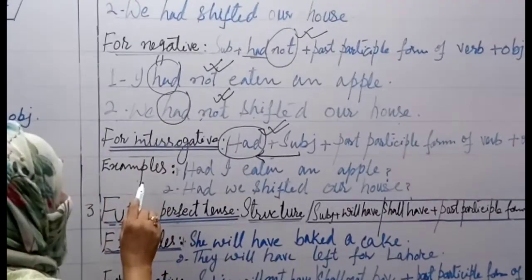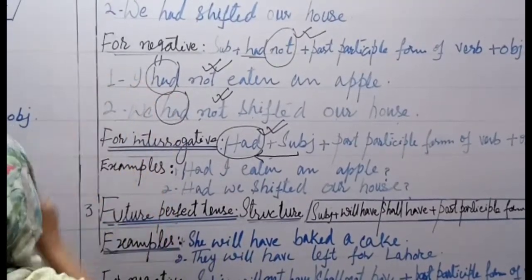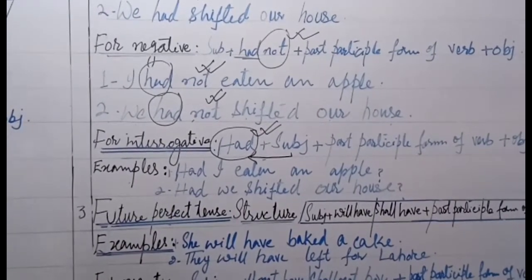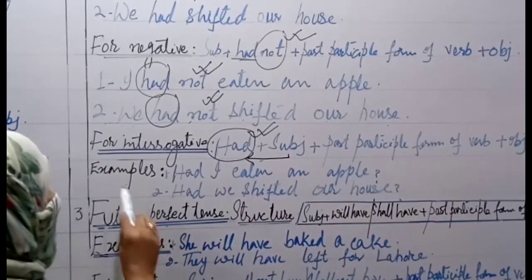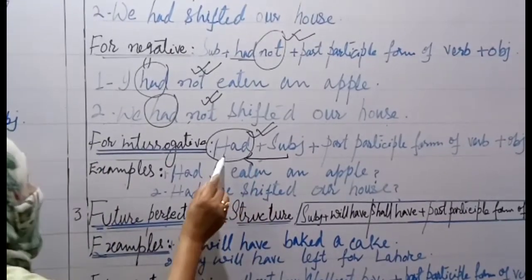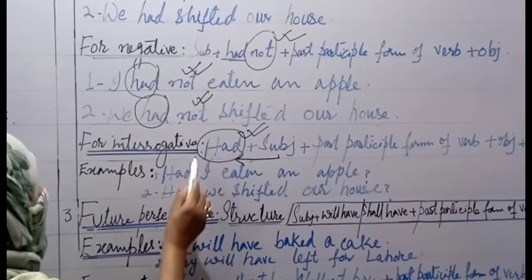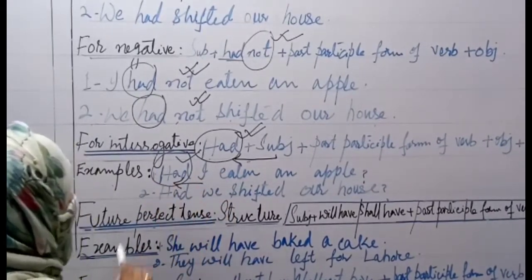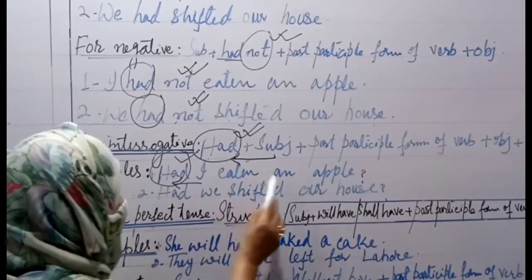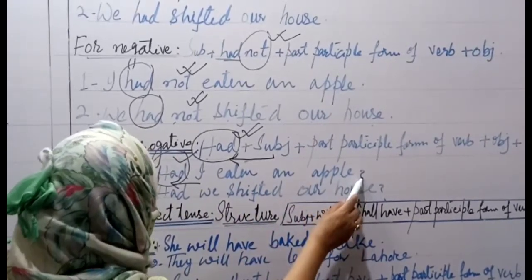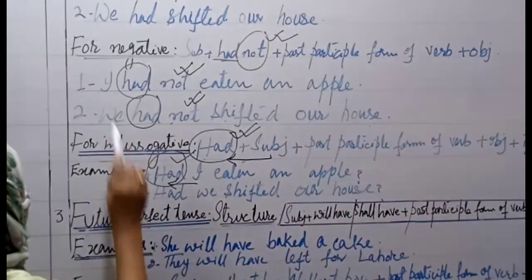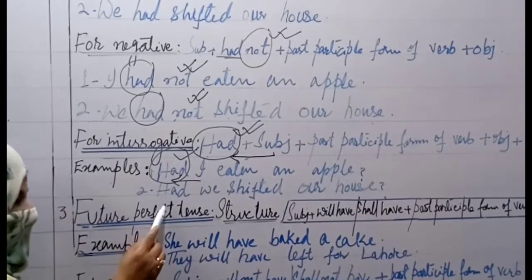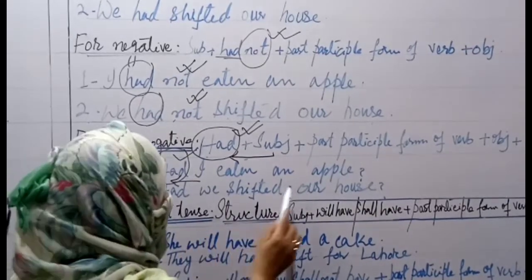Look at an example. Take the same example which I have given here: I had eaten an apple. You have to convert this affirmative sentence into interrogative. According to the structure, the auxiliary verb "had" will come at the beginning of the sentence, that is, before the subject. Had I eaten an apple? Question mark. Next example: We had shifted our house. Interrogative: Had we shifted our house?